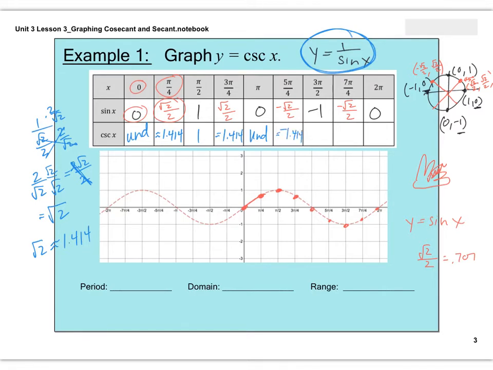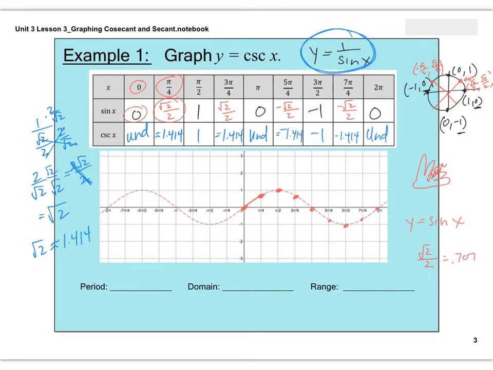Negative 1, or 1 over negative 1, well, that reduces to negative 1. That one's not so bad. This one's going to be negative 1.414 again, and this one's going to be 1 over 0. Can't do it. So we're going to make that undefined.